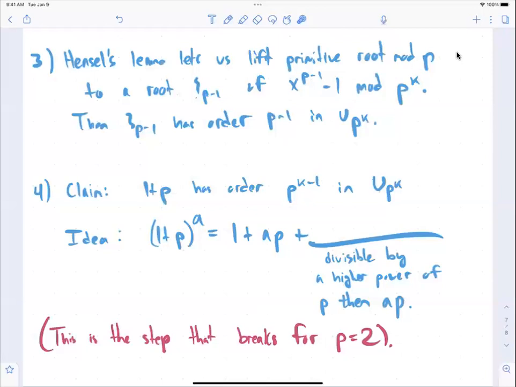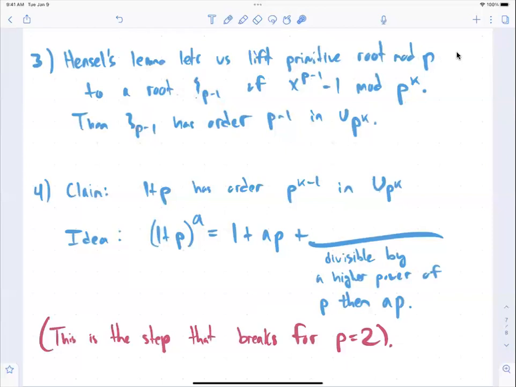That primitive root is a root of the polynomial x to the p minus 1 minus 1, just by definition. Its p minus first power is 1. And it's a simple root of this polynomial mod p. So Hensel's lemma tells us that we can lift it to a root mod p to the k. So we lift this root of x to the p minus 1 minus 1 mod p to a root mod p to the k, and we're going to call that lift zeta p minus 1. Zeta is what you use for roots of unity, elements whose power is 1. Good. So we get this element zeta p minus 1, and its p minus first power is 1.